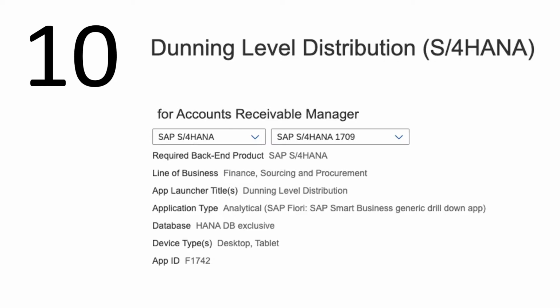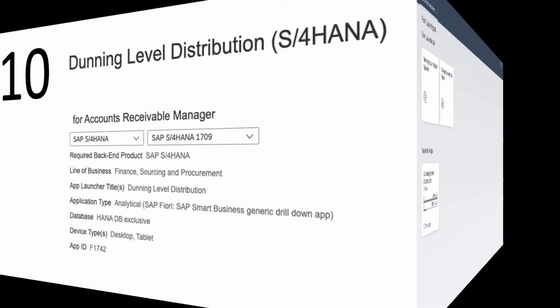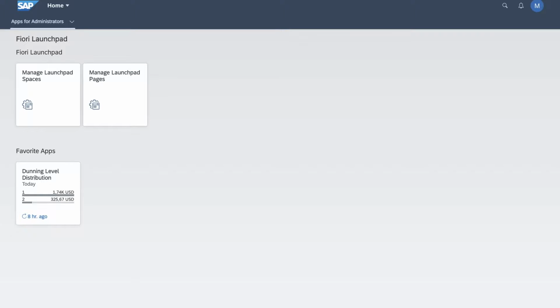This is an app that is available since 2017. Dunning in the accounts receivable department gives you a good overview of the different dunning levels and what the status is. Let's have a short demo to get closer. So there's the Dunning level distribution app. You can see it's been refreshed 8 hours ago. Click on it. The database is very fast, to see the actual status.